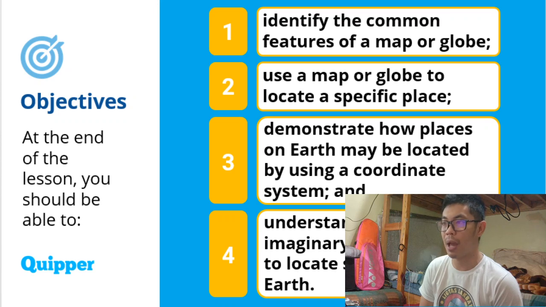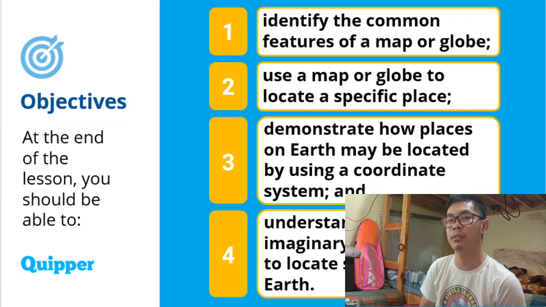Number two, use a map or globe to locate specific places. This is something that we're going to study right now. However, I'll also be giving you, as we are now in the advent of technology, other technologies you can use aside from these two mentioned here.